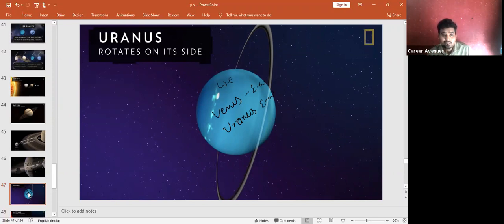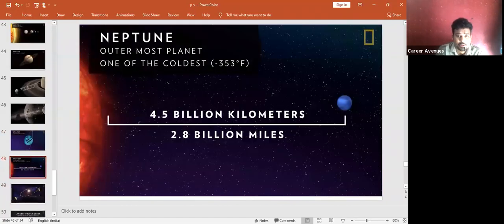One more thing, here the inclination of the planet with its normal axis is very high. See, it is very high, right? In the case of Earth, the inclination is 23.5 degrees, but over here it is more than 90 degrees. Okay, now moving to the next, Neptune. It is the outermost planet, and no doubt it is one of the coldest planets in the entire solar system. Here the temperature is minus 353 degrees Fahrenheit. It's the coolest. Everything is in the icy, solid state. Even gases are in the solid state.